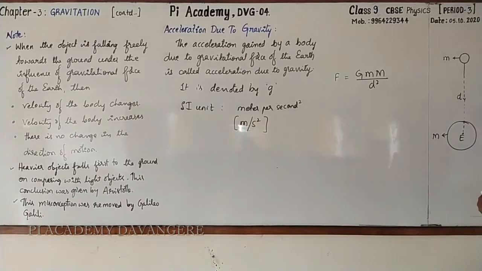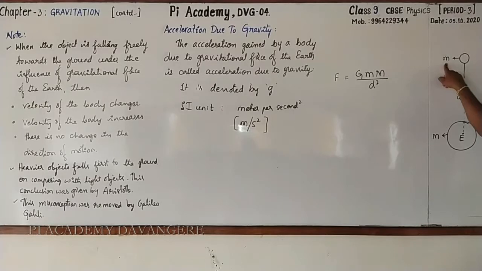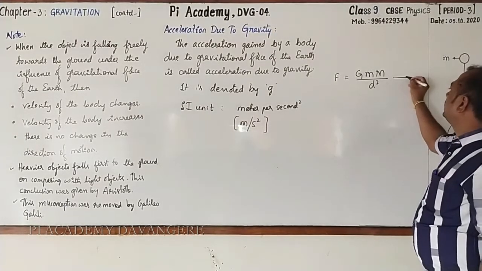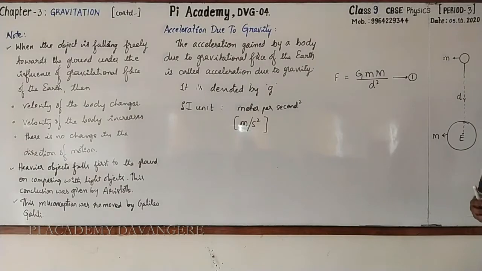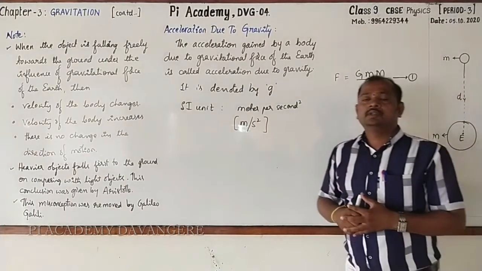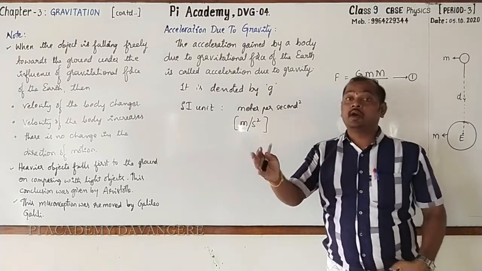Earlier we used to write G m1 m2 / d². But here we have taken the mass of the object as small m and the mass of the earth as capital M. Got it? Let us call it equation 1. And dear students, in the very first chapter called motion, we learnt about the laws of motion.